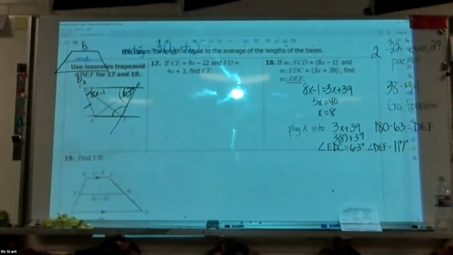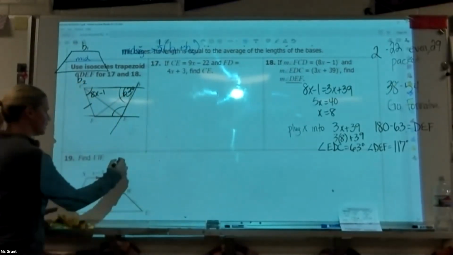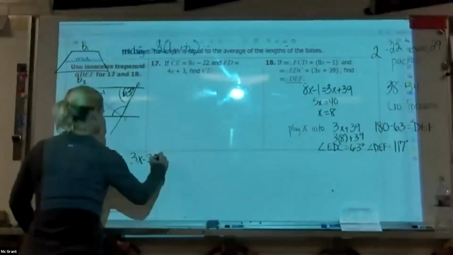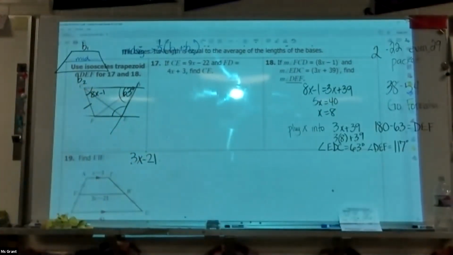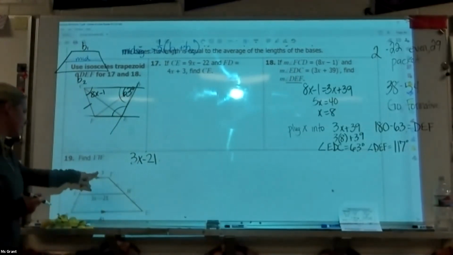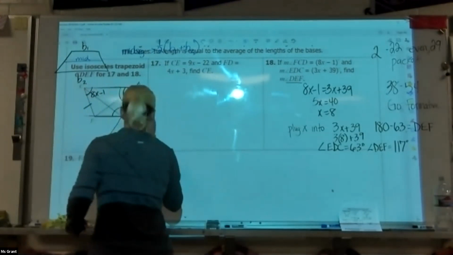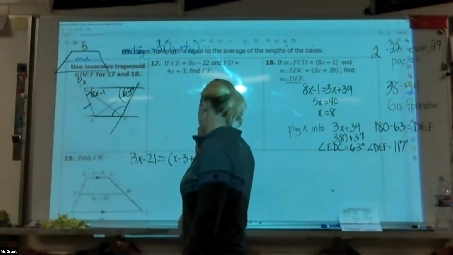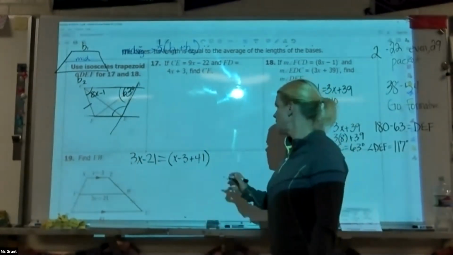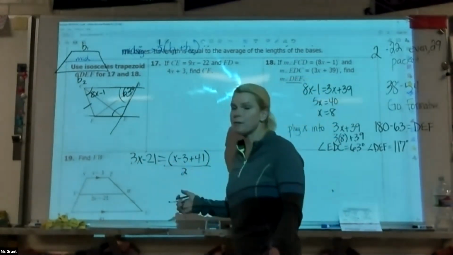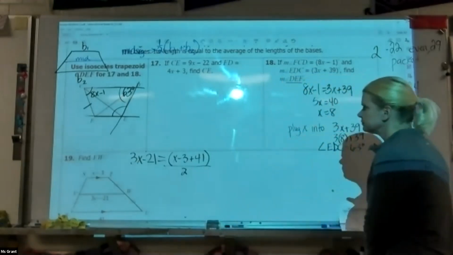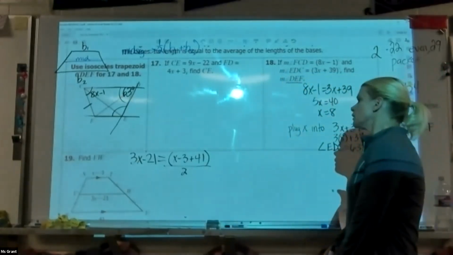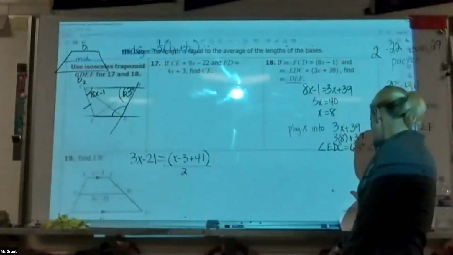The midsegment, 3x minus 21, is equal to the bases cut in half. So I add the bases together, and then I could just divide by 2 or multiply by 1/2. Remember, they mean the same thing. So that one's actually something fine that you can do without my help.